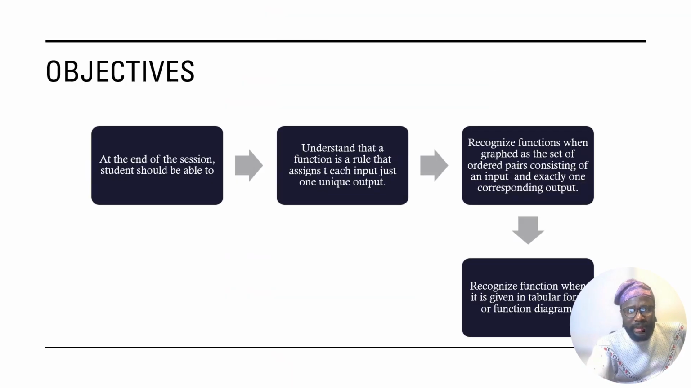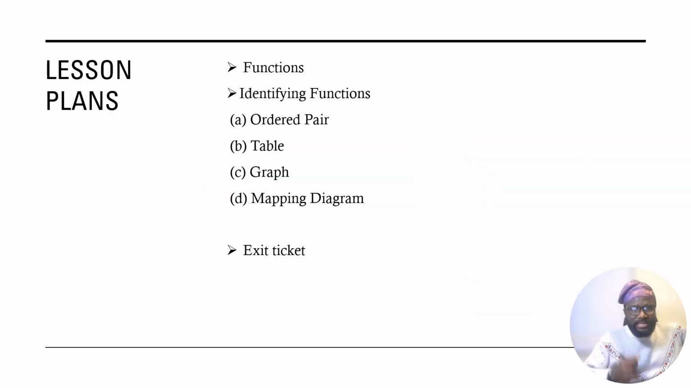But to move on, this is the objective of the lesson. At the end of today's session, this is what I expect you to be able to do. And then this is the lesson plan. I'm going to start with what function is, then I'm going to majorly dwell on identifying function, which is through the ordered pair, table, graph, and mapping diagram. I'm going to give you an exit ticket, a couple of work to do to show how you understand the topic. After that, I'm going to give you an exercise that you could do at your leisure. So this is basically how the plan is going to go.